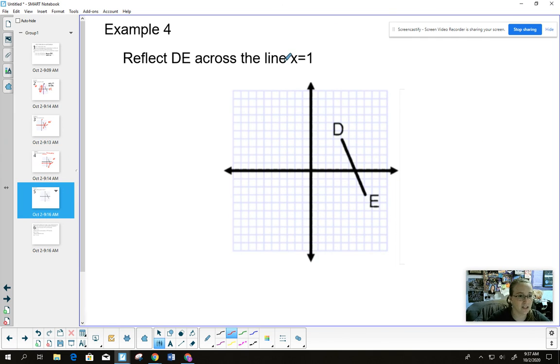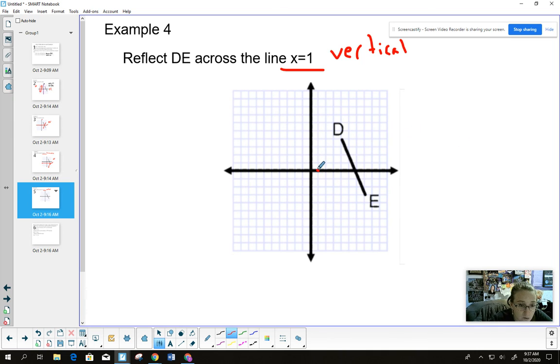Okay, we got one more example here that we're going to try. Same thing, still the same DE as normal. Again, if you're doing your notes on your own piece of paper, you want to copy this graph fresh every single time. Reflecting DE across the line, x equals 1. So is this a horizontal or vertical line? Vertical. It is vertical through the point x is 1. So find in your graph where x equals 1 and draw a vertical line through it. Take a moment to do that.